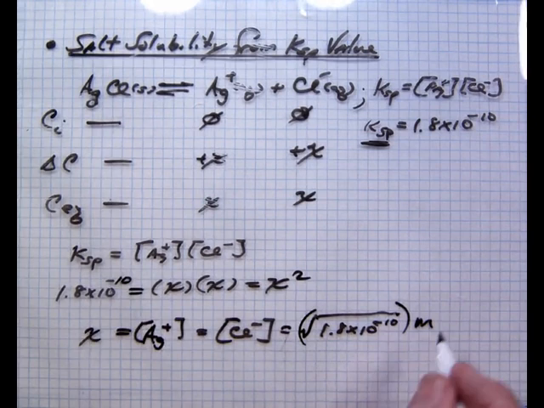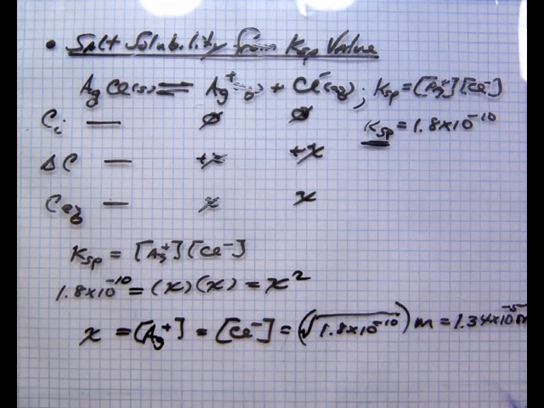It all comes out in moles per liter. So I get 1.34 times 10 to the minus 5 moles per liter in silver ions and chloride ions. Okay?